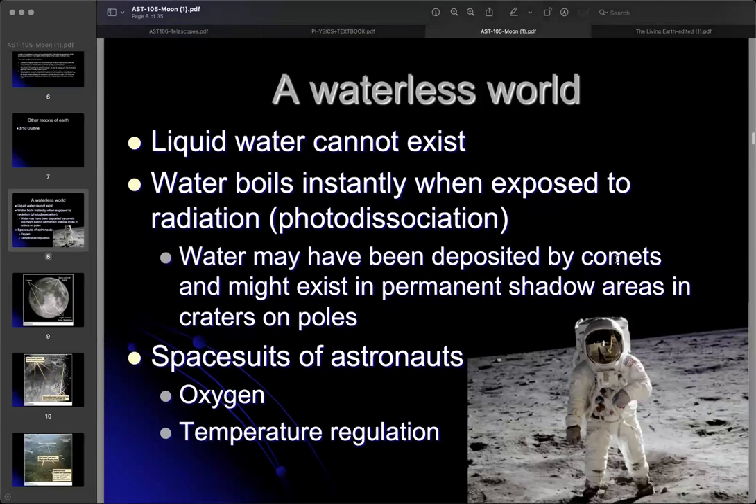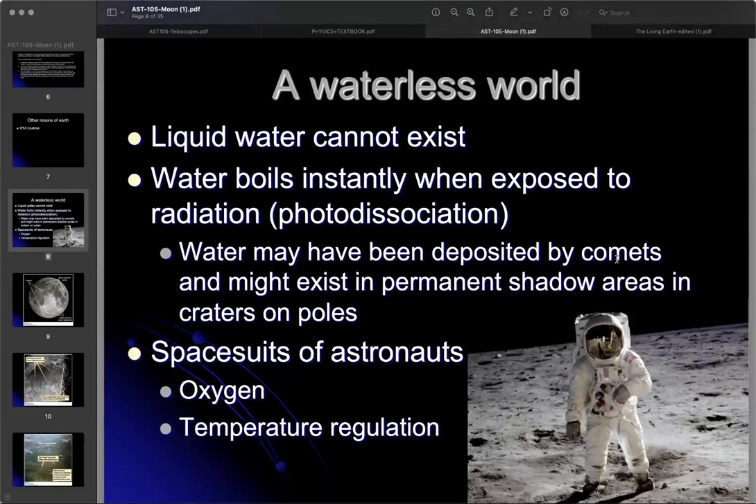It's a waterless world. There is no liquid water on the moon. There are several reasons. Liquid water cannot exist because of the absence of atmosphere, plus the very harsh direct sunlight. With the solar radiation, photodissociation occurs, which means that the water molecule breaks up into hydrogen and oxygen. There may have been water at some point of time, and it might exist as ice in permanent shadow areas.